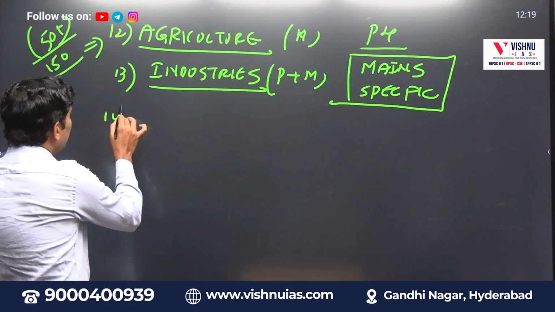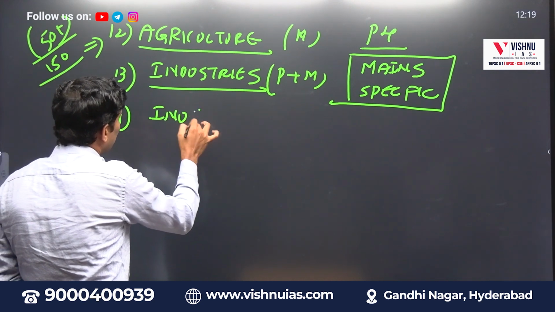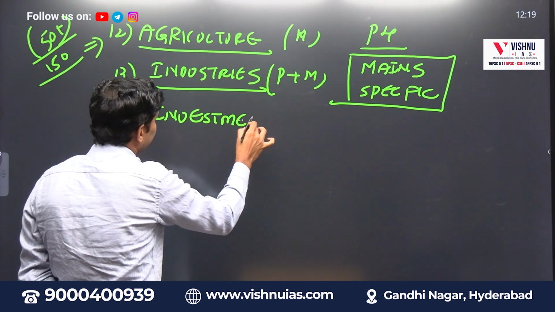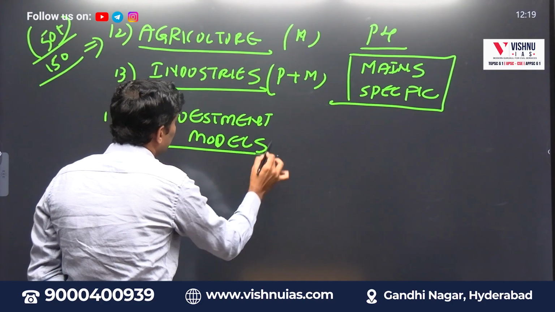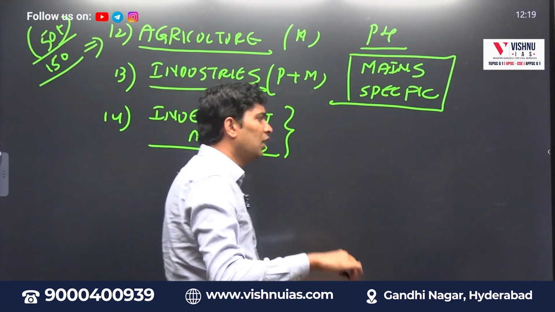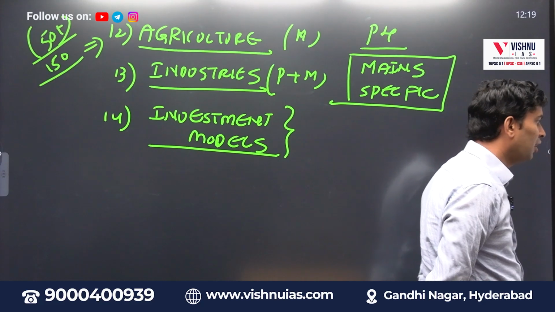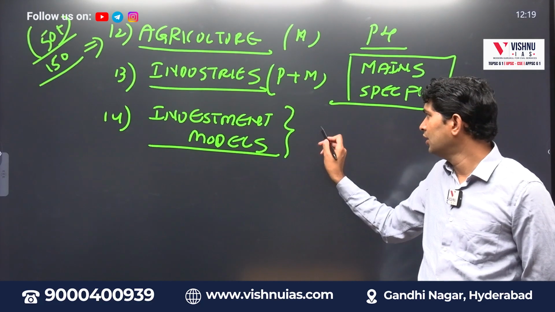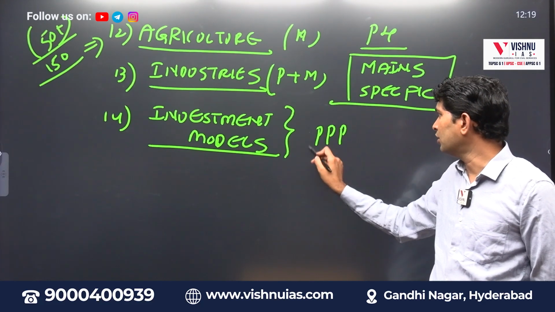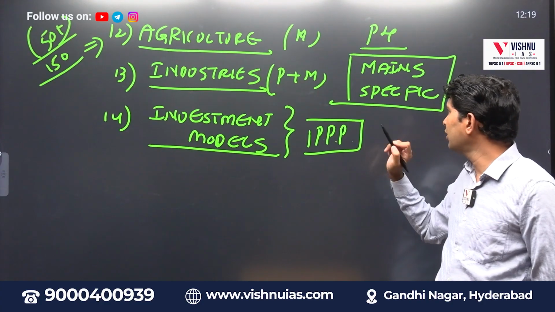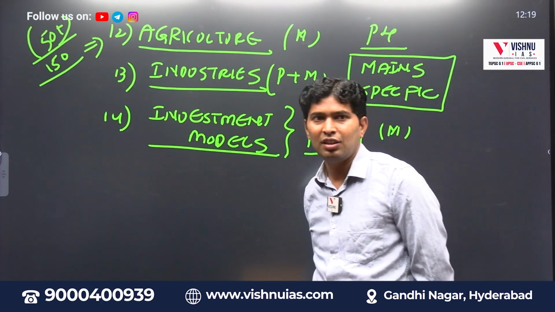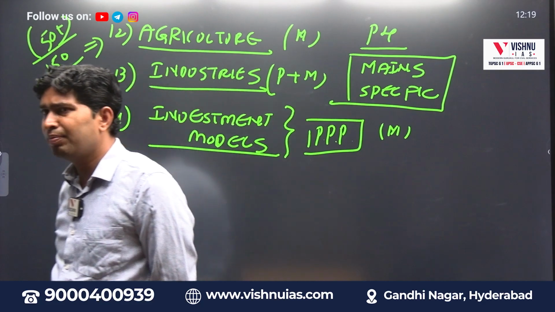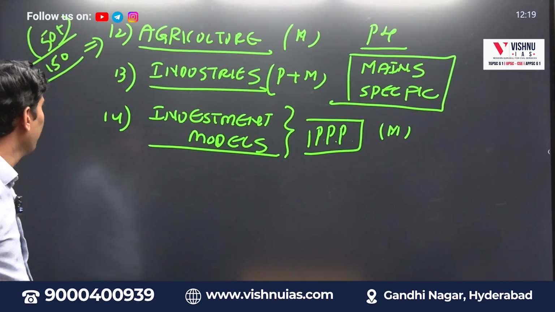Then investment models. So this is also a mains specific topic. Investment models means only government should invest, or private should invest, or public-private partnership. So this is a regular repeated mains question. Do you think public-private partnership should be permitted in railways, roadways, aviation, all? So this is called mains specific topics.